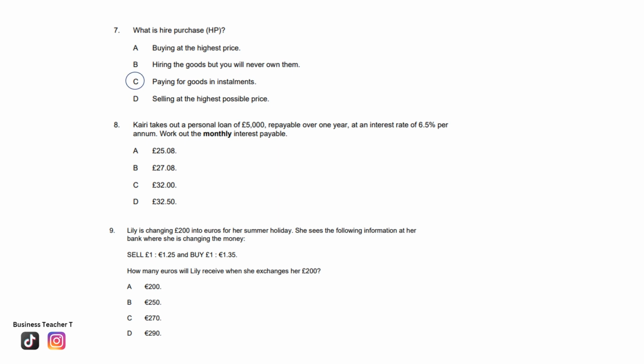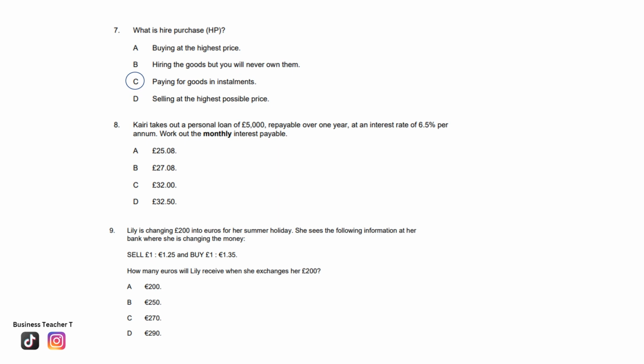Now on to our first calculation question. Kyrie takes out a personal loan of £5,000, repayable over 1 year, at an interest rate of 6.5% per annum. Work out the monthly interest payable. A. £25.08. B. £27.08. C. £32. Or D. £32.50.